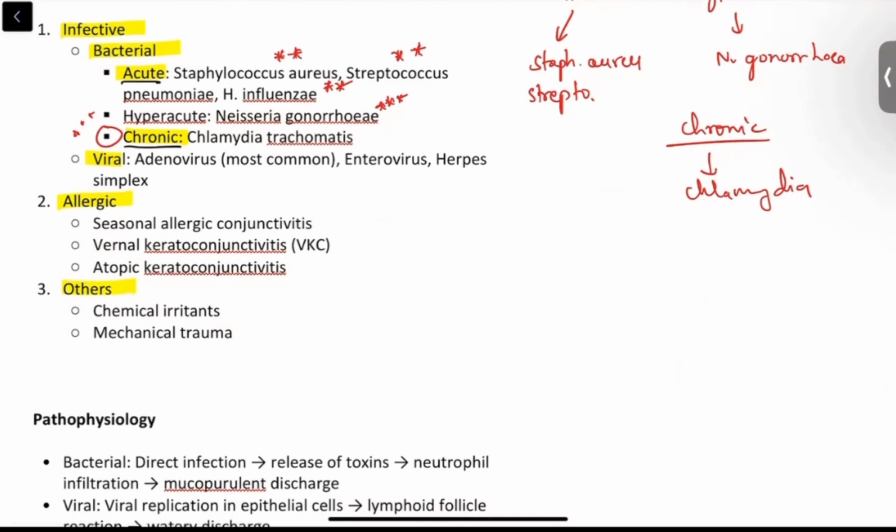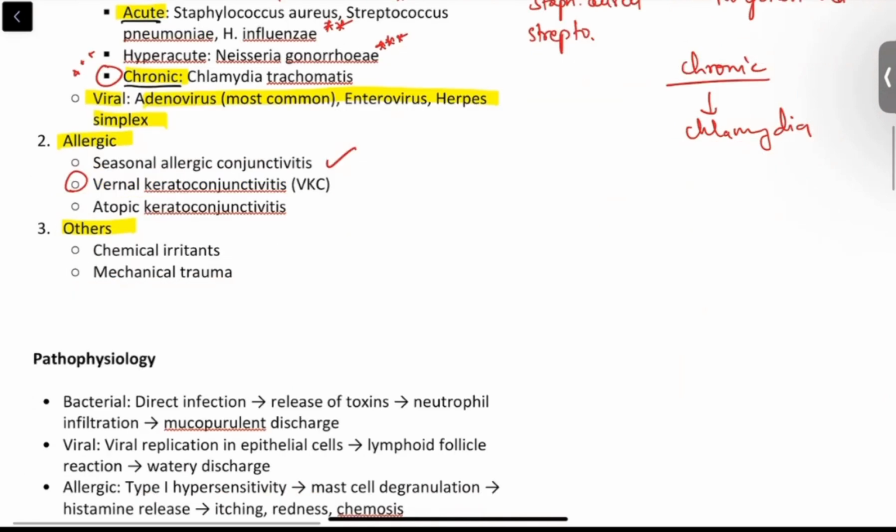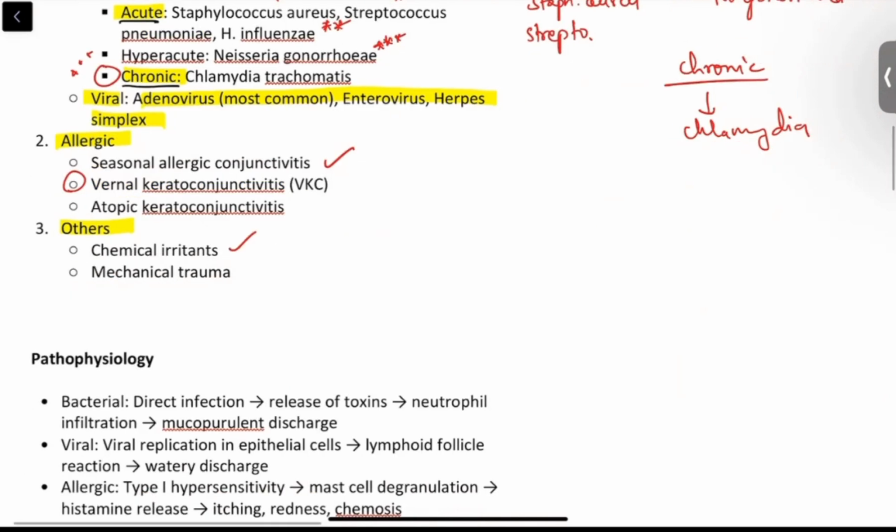Viral conjunctivitis is caused by adenovirus, which is the most common one. Other viruses are enterovirus and herpes simplex virus. So this was about the infective etiology for causing conjunctivitis. Allergic conjunctivitis is mainly seasonal, and hence the name seasonal allergic conjunctivitis. Allergic conjunctivitis can also be of other types called vernal keratoconjunctivitis and atopic keratoconjunctivitis.